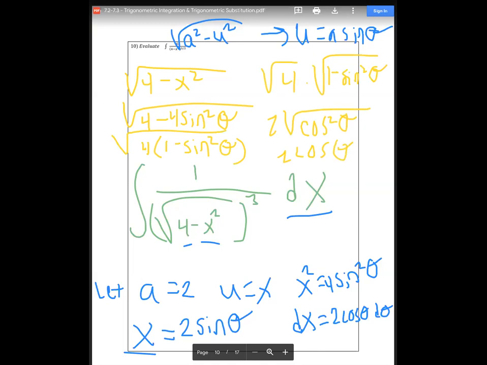Now that we have all those parts labeled, it's just about plugging things in into the original problem. Keep these parts labeled, because I'm going to erase the whole screen since it's a little messy and I want to start from scratch. So let's go to our original problem. It's 1 over radical 4 minus x squared cubed dx.